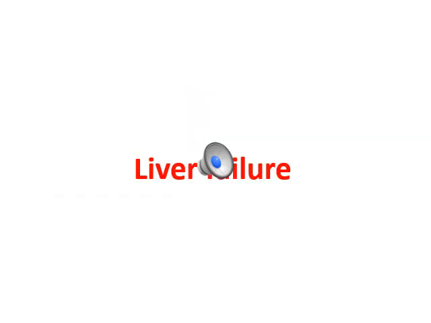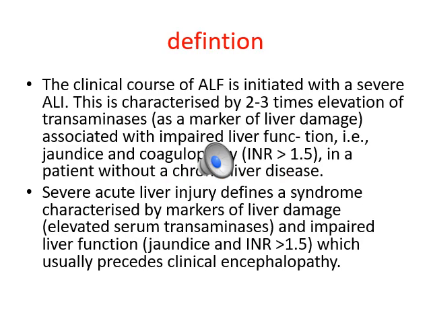Now we come to the second part of our lecture, which is liver failure. The clinical course of acute liver failure is initiated with severe acute liver injury. This is characterized by 2 to 3 times elevation of transaminases as a marker of liver damage, associated with impaired liver function, that is to say, jaundice and coagulopathy, in terms of prolonged INR more than 1.5 in a patient without chronic liver disease.